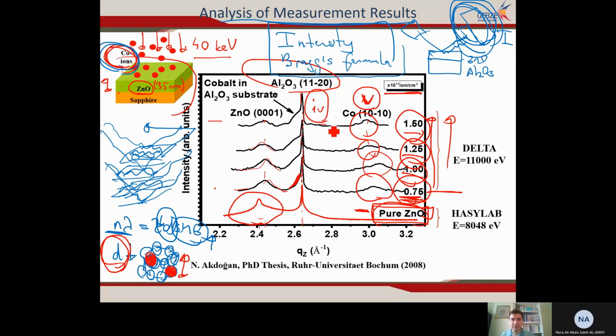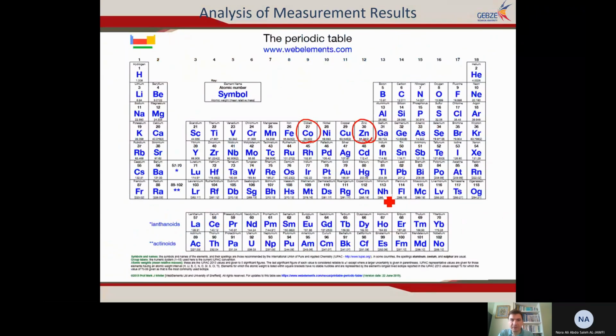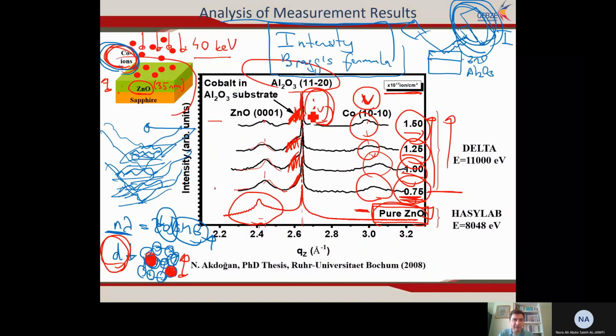Now let me discuss this one. We have a shoulder on the left side of the main aluminum oxide peak. Why do we have this one? If you have such a shoulder, it means that you have many peaks here, so you see a superposition of these. So why do we see a peak on the left side of the aluminum oxide? Look at the aluminum here in the periodic table. Aluminum is located here. And here I have cobalt ions. I accelerate them and bombard this material with these cobalt ions.